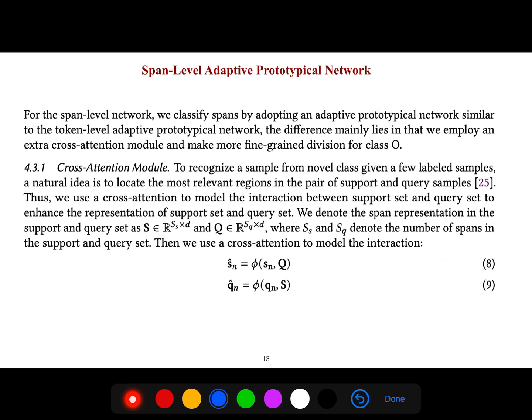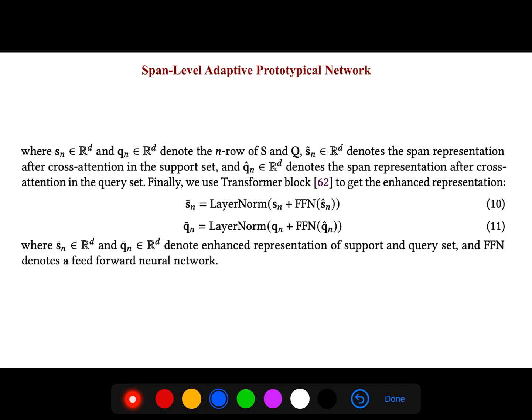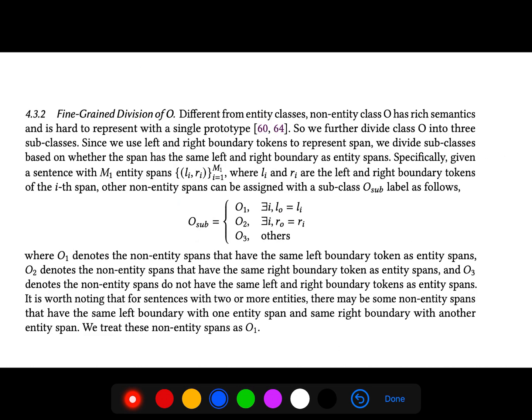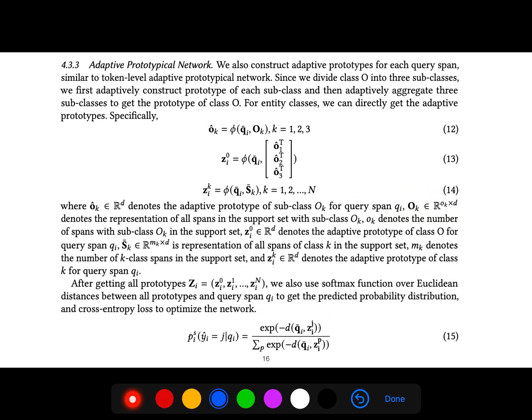But for cross-attention, we use a feed-forward neural network on S_N hat, but we also have S_N. So this is a better feature than just using S_N. And then we give it to a layer norm to give our representation. And as I said, the other class is too big, so we separate it into O1, O2, O3. The rest is standard. We calculate the probability of each label, and from the support you calculate your prototype, of course not by averaging but by attention.